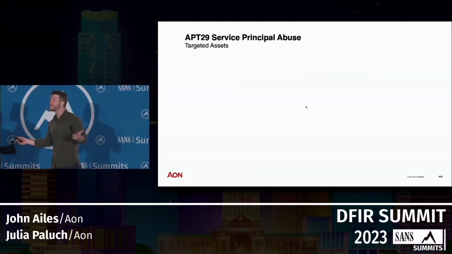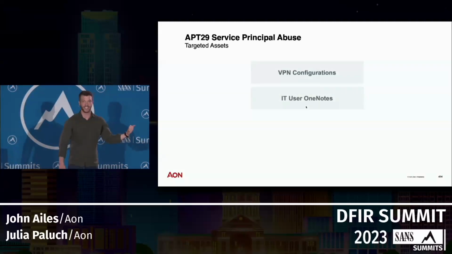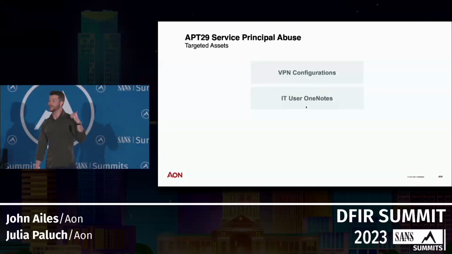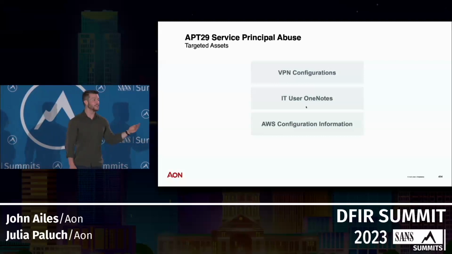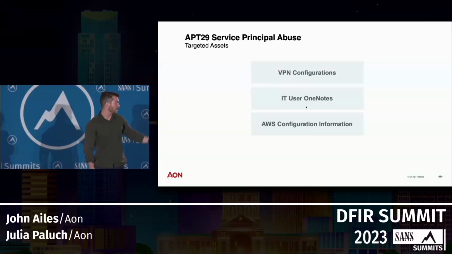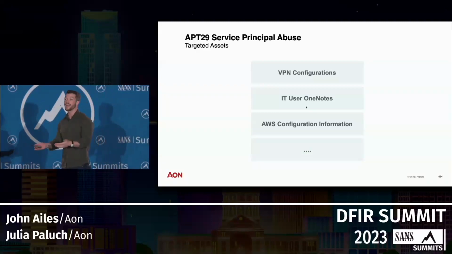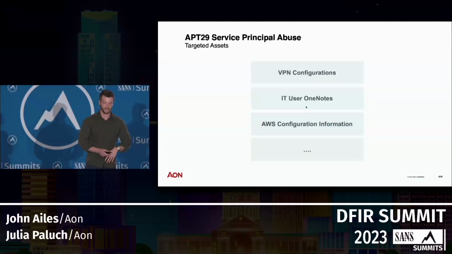So what was the threat actor going after? Well, they were going after things like VPN configurations, the OneNotes of IT users, and you can imagine all of the interesting things that they may have gained access to through that. AWS configuration information. We saw the threat actor attempt to get into AWS, likely using the information that they obtained through SharePoint later on in the compromise, as well as other files that indicated to us that the threat actor was interested in taking their cloud compromise and moving it on premise.